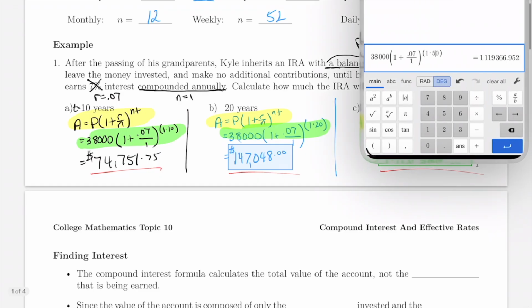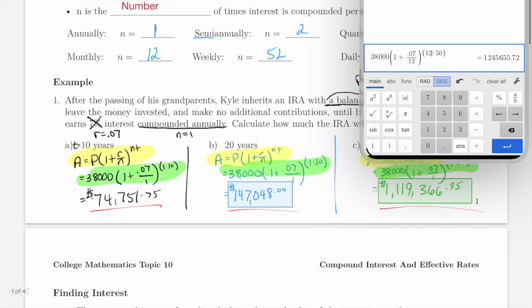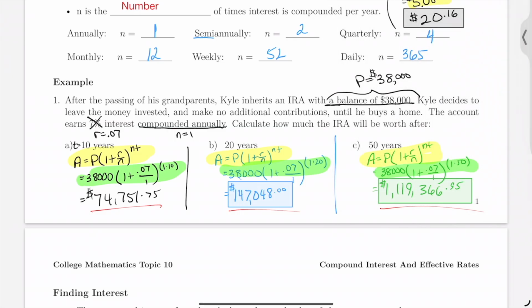That is one of the really nice things about Desmos: you can change stuff around anywhere in here pretty easily. One last thing, I do want to show you the difference of compounding. If this same account was compounded monthly instead of annually, you can see we actually end up with $1,245,000. So that's a sizable difference. It's over $100,000 difference if something's compounded monthly versus compounded annually in this case.